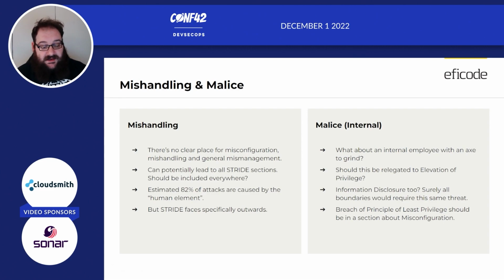I bring this up because every time I've done STRIDE, I've had this question from someone. Someone has asked malice and mishandling questions. How do we deal with a misconfiguration? Where do we put that? And in truth, I don't have a good answer for you. My recommendation is keep this in mind because, as I've written here, 82% of attacks are caused by this human element. So the threat model is great, but make sure you aim the threat model internally too.